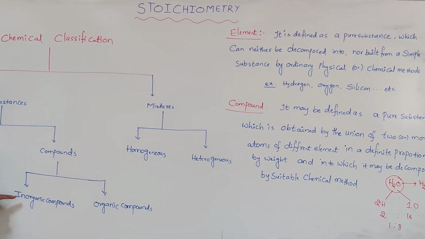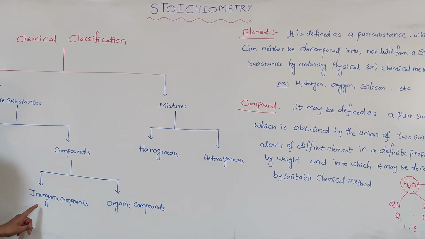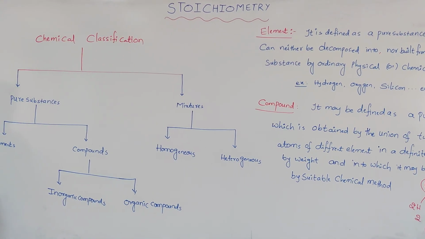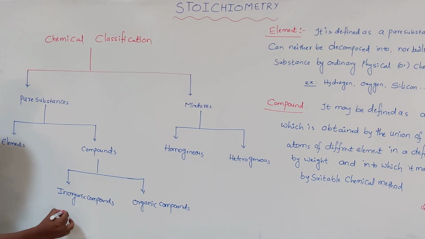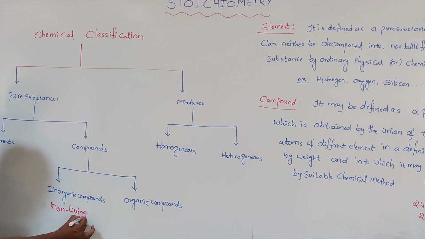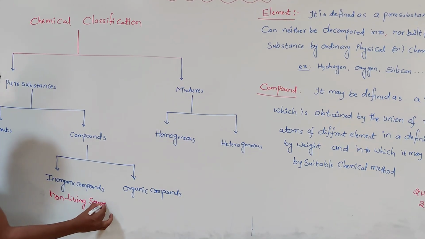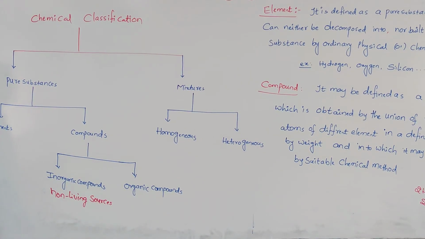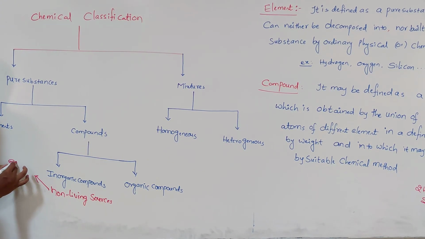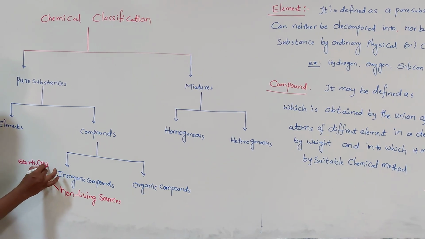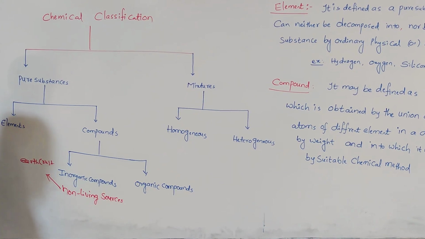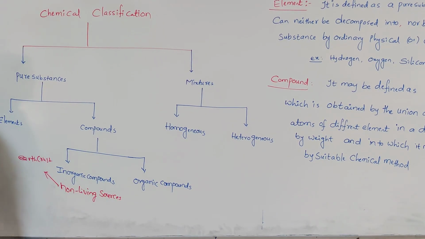Then these compounds are classified into two types: inorganic compounds and organic compounds. What do you mean by inorganic compounds? The compounds which are obtained from non-living sources are called inorganic compounds. What do you mean by non-living sources? Just for your understanding, it is nothing but the earth crust. Whatever compounds are available in the earth crust are all treated as inorganic compounds.